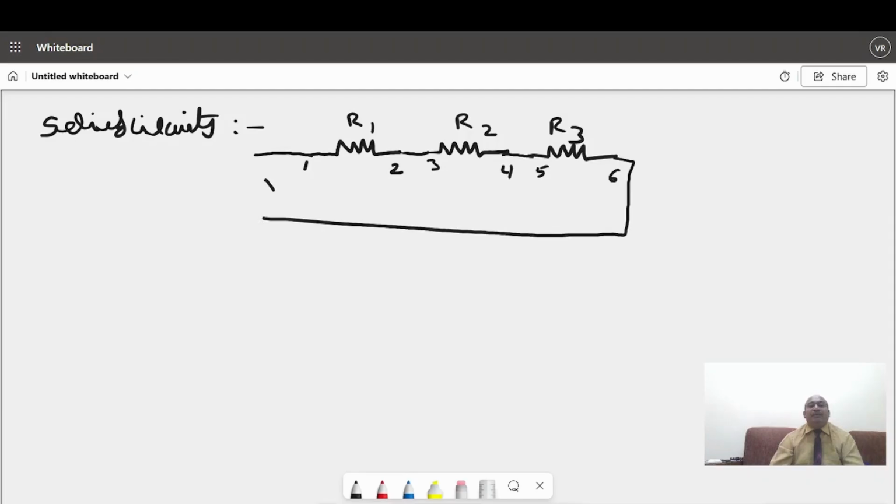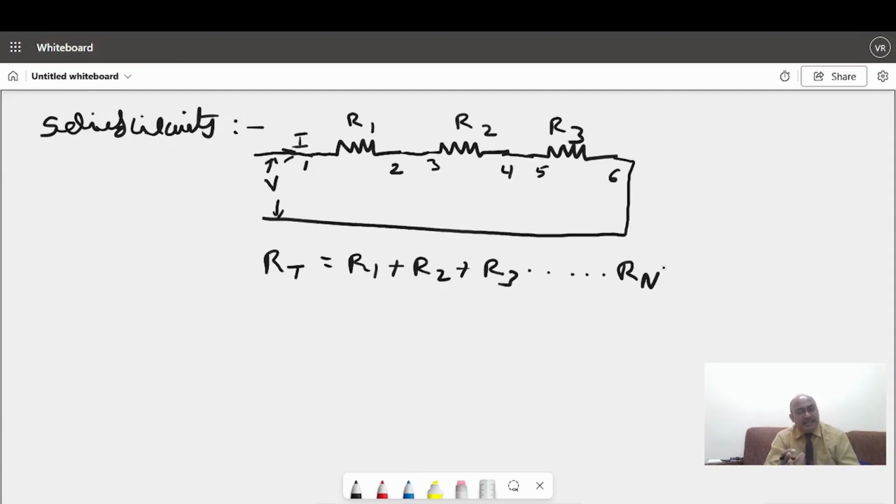If you apply the voltage here, the current flows if the circuit is closed. Then the total resistance RT is equal to R1 plus R2 plus R3 up to Rn. Whatever resistances are connected in series, it is continuous addition.